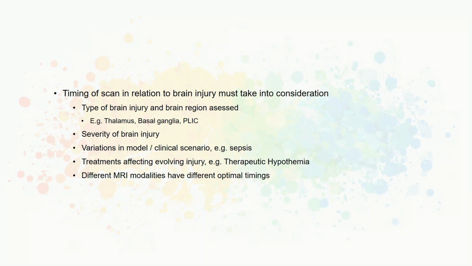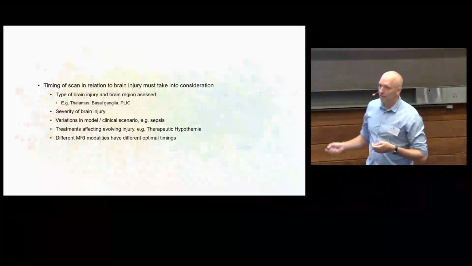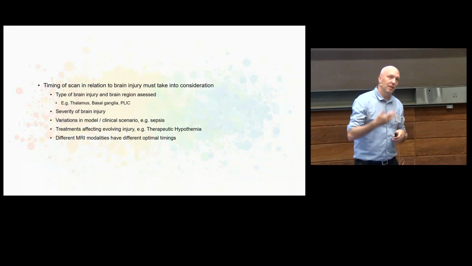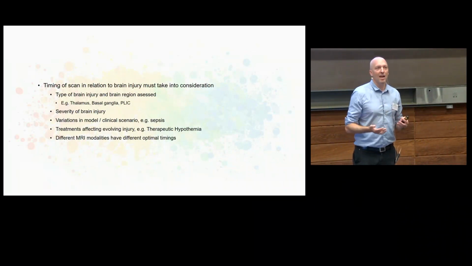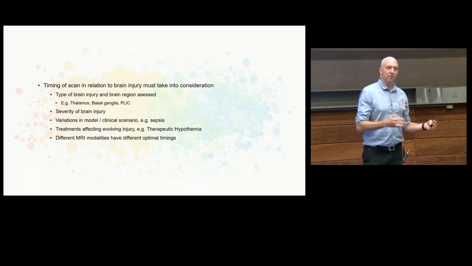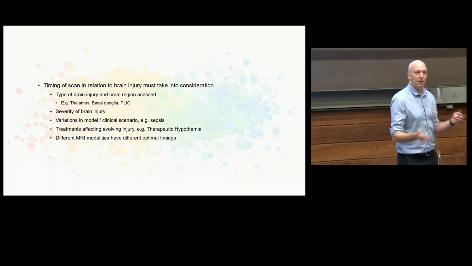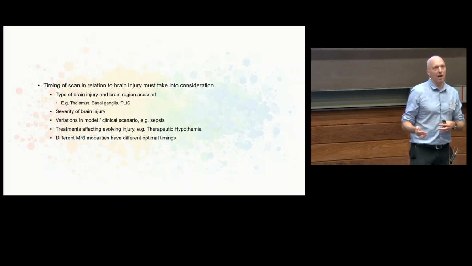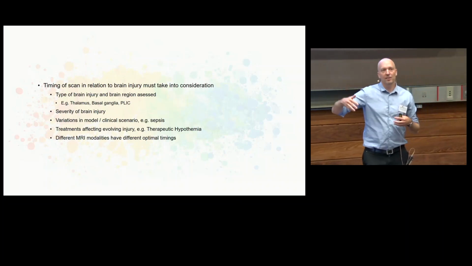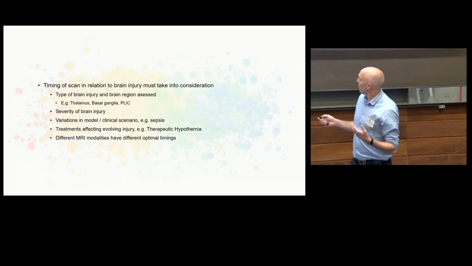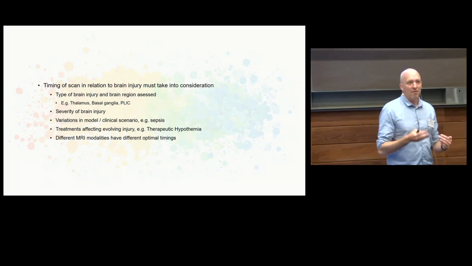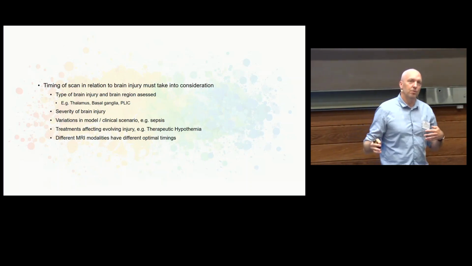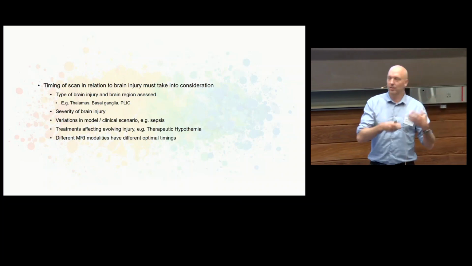Also, what are the variations in the model, in the clinical scenario? So if you have a baby with sepsis, for instance, the correct or the optimal timing for MRI might be different than the exact same baby if there was no sepsis. If you treat with hypothermia, you see different things at different times. So each time there's something different, what you'll see in the MRI scan might vary due to timing issues and not only due to actual difference in brain injury.